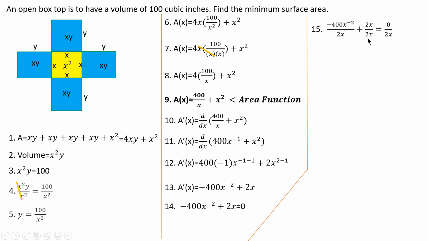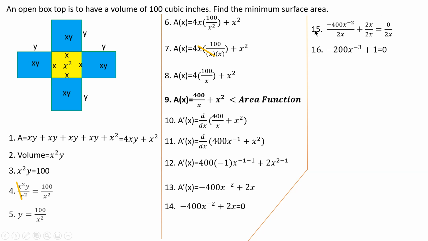I'm assuming x is not equal to 0 because when x is 0, that's not a valid move: 2x over 2x would be 0 over 0 once you plug in x equals 0, and it would not be defined. So I can divide that way. Now, on the right side, 0 over 2x will be 0, 2x over 2x will be 1, and negative 400 over 2 will give me this. Take a look. It's going to be negative 200 times x to the negative third plus 1 equals 0.